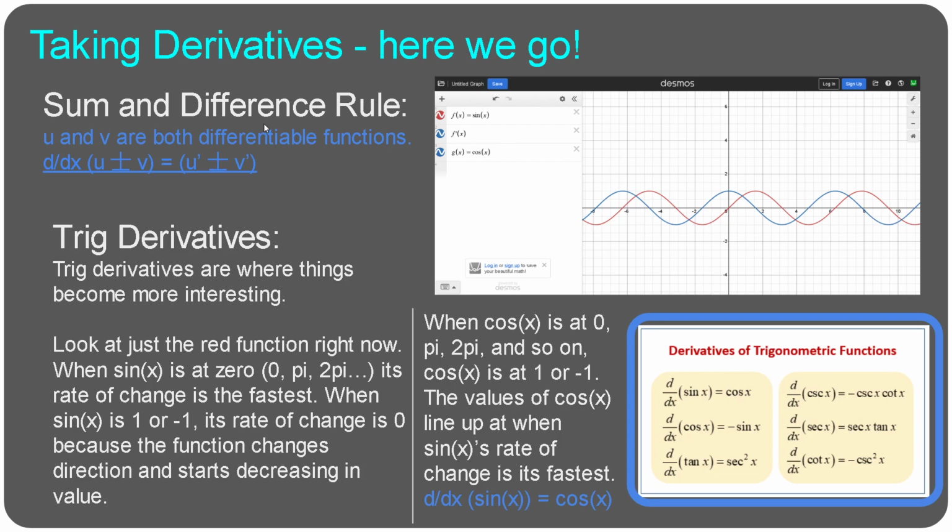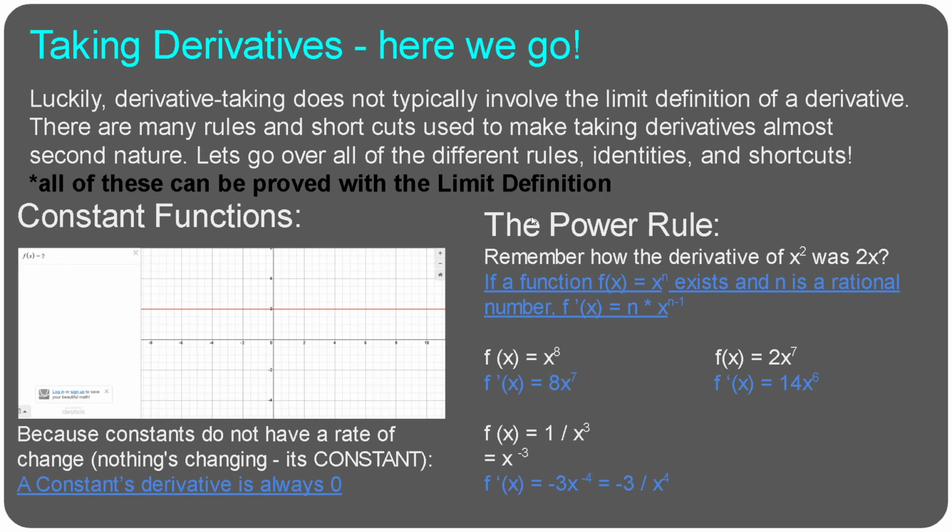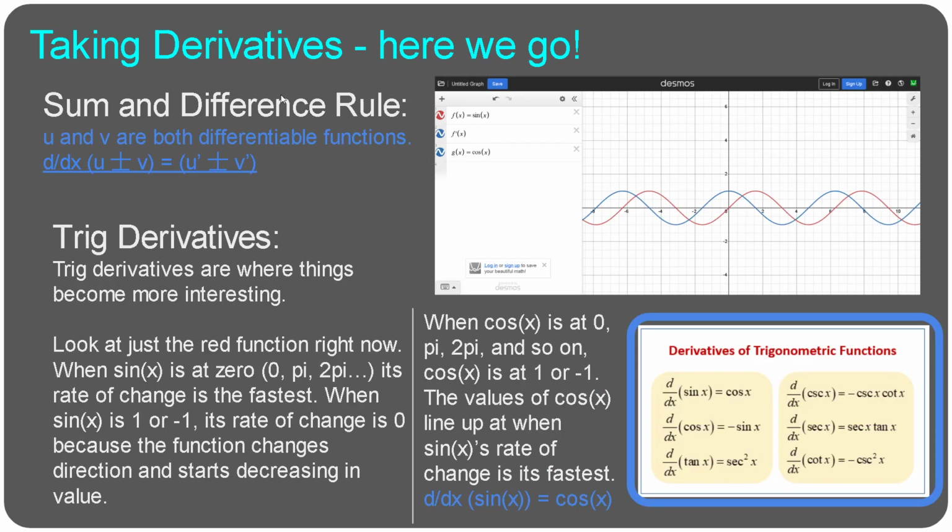Sum and difference rule. This one is really easy. So imagine that u and v are both differentiable functions. If you take the derivative of both of them being added or subtracted together, the answer is literally just u prime plus or minus v prime. Very easy. Sum and difference rule is easy. And that's why taking the derivative of polynomials is so easy, because you just use the power rule and the sum and difference rule. Let's talk about trigonometry derivatives. So this is where things become more interesting. Look at the red function, which is just sine of x.